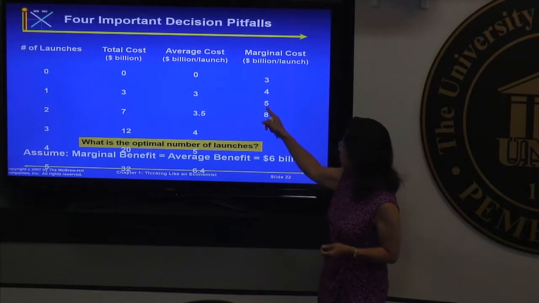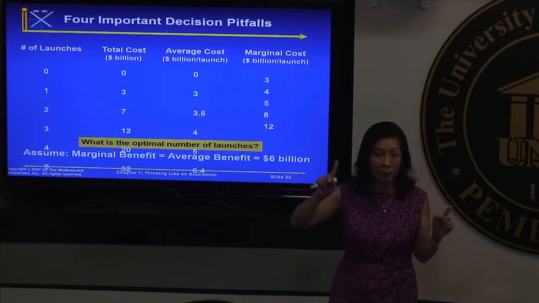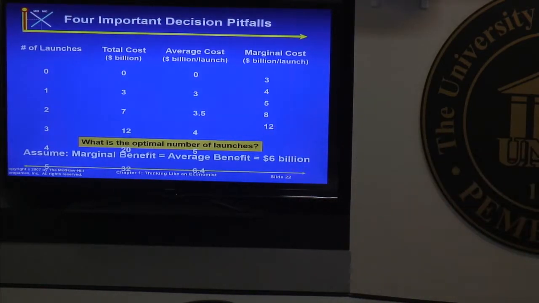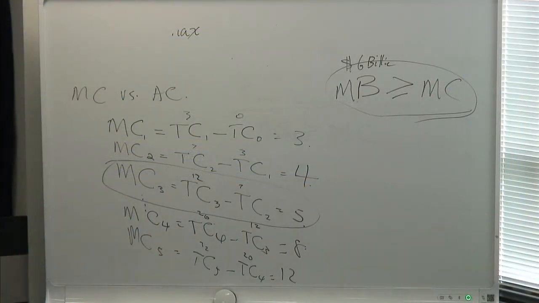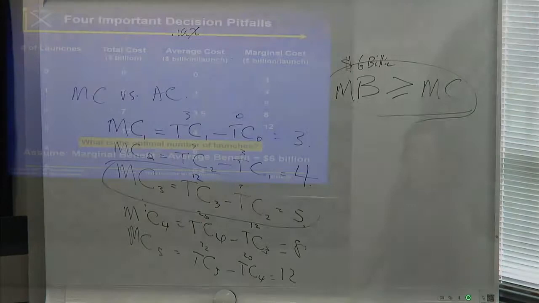So go back, remember this is the marginal cost of the third unit. So the answer is? 2. I'm sorry, the answer is? 2 launches. One more time. 2. The answer is 3. Because it's the third one. Not 2. The answer is 3.